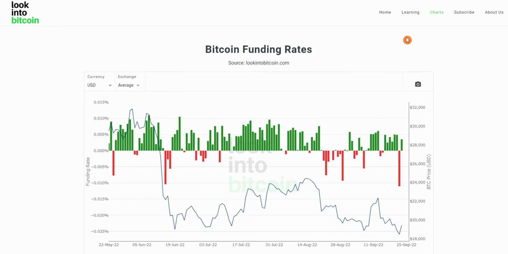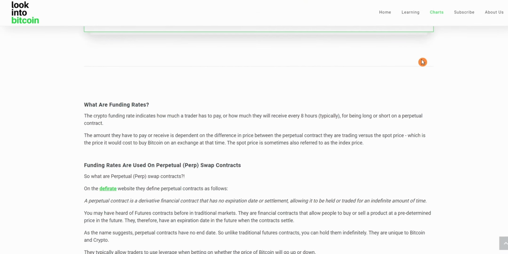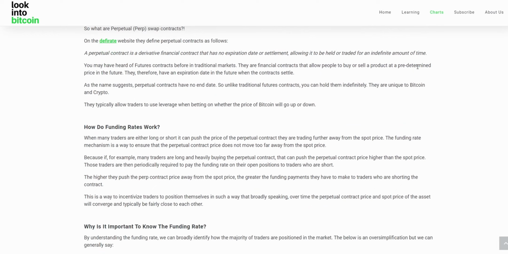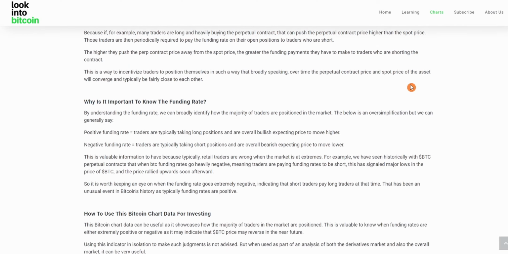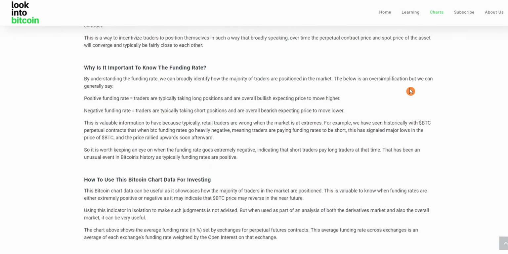So what is the Bitcoin funding rates chart? Well, to understand the Bitcoin funding rates, we need to understand derivative contracts and specifically perpetual futures contracts. Now this is explained a little bit more in depth beneath this chart on the Look Into Bitcoin site, but perpetual futures contracts are futures contracts which you may already be aware of, but perpetual futures contracts never actually expire.